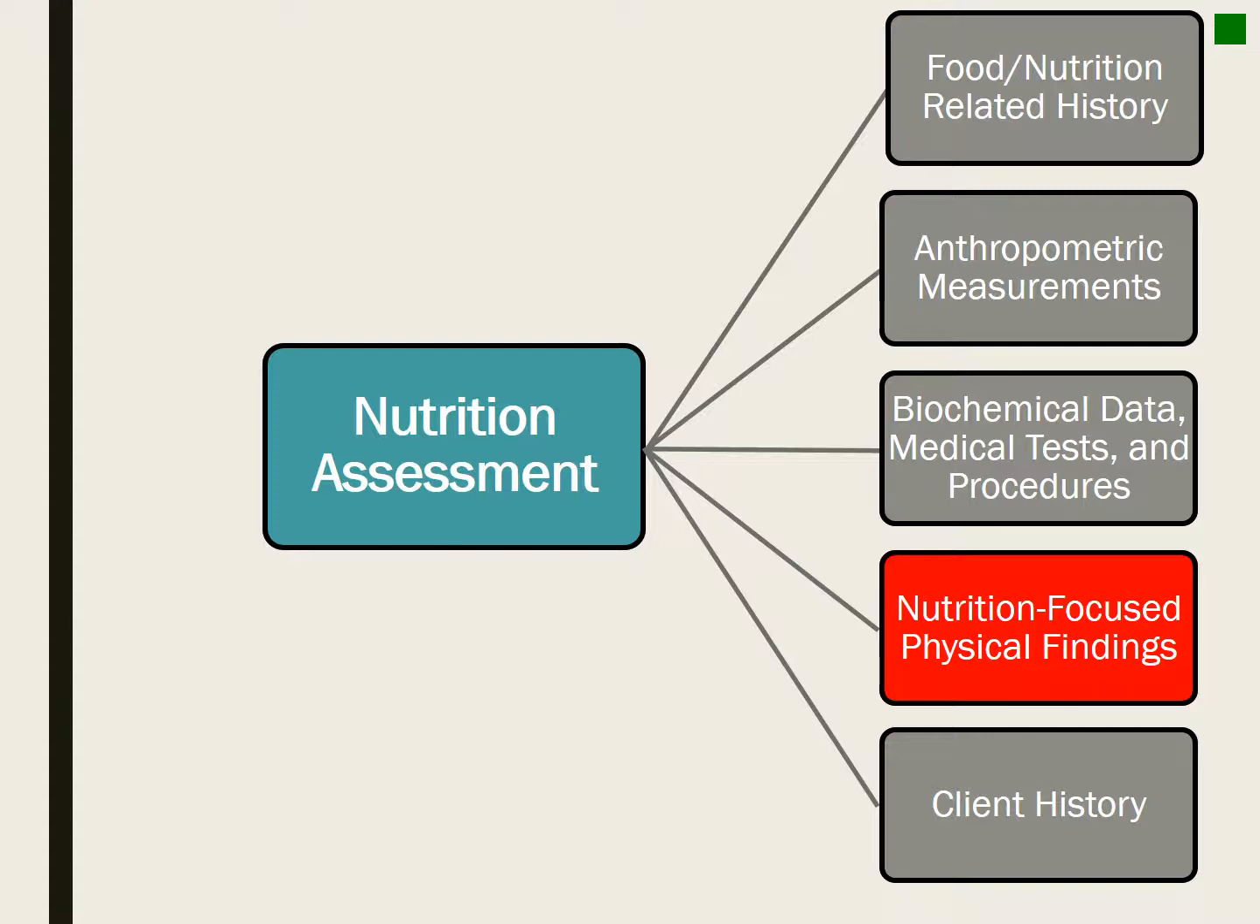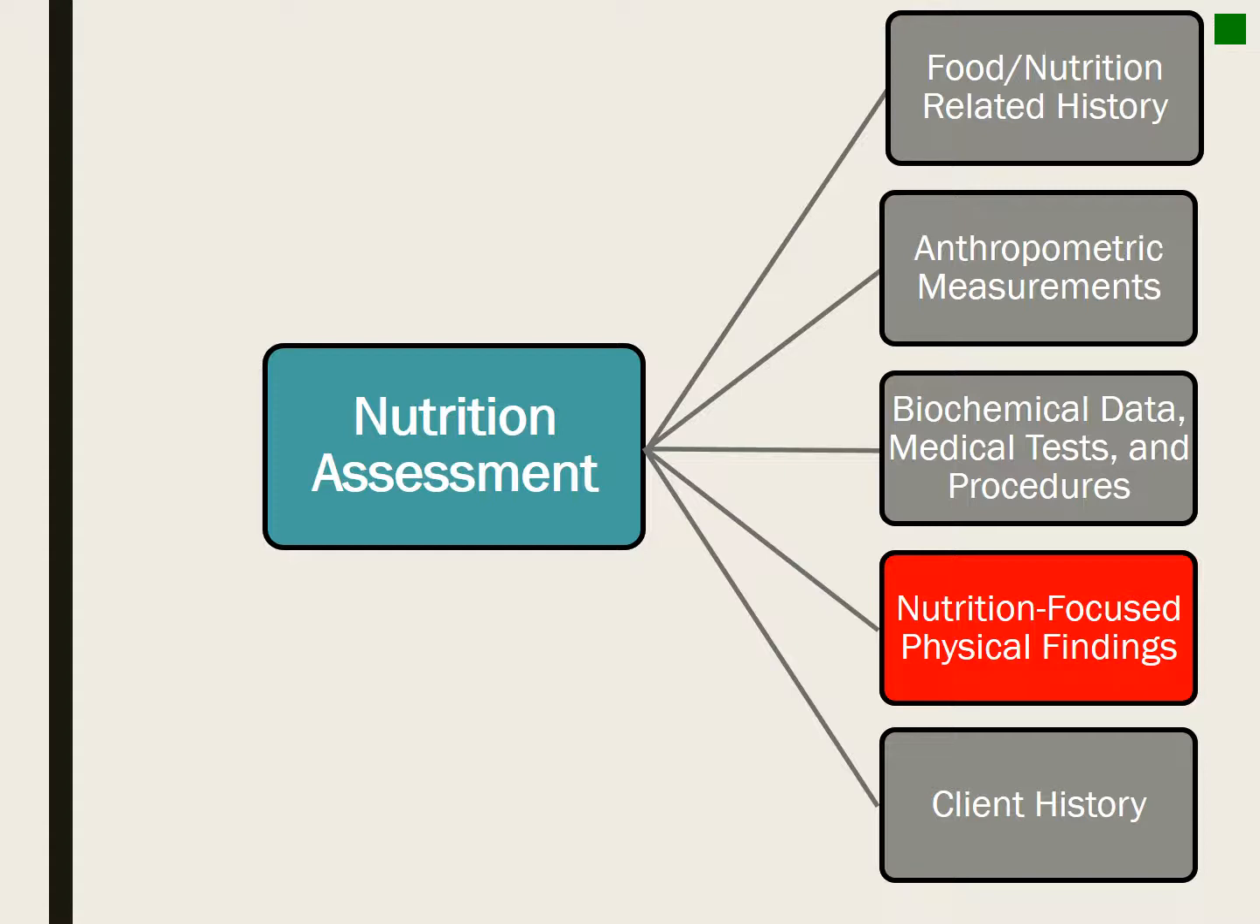The next component is the nutrition-focused physical findings. The nutrition-focused physical exam includes the findings from an evaluation of body systems, muscle and subcutaneous fat wasting, oral health such as swallowing and breathing ability, and then appetite and affect.